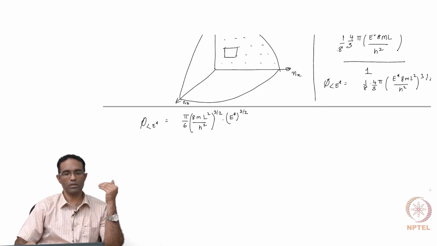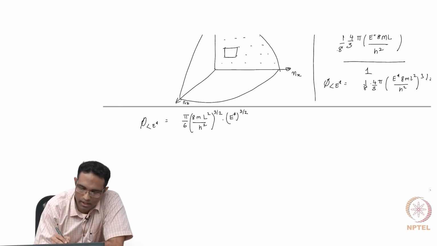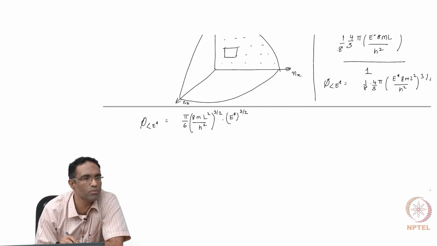We want the total number of points that is going to exist at E star. Right, that is what we are looking for. How many points are there at E star is what we are looking for. Right. So that is again very difficult to get. However, we can do some small approximation.